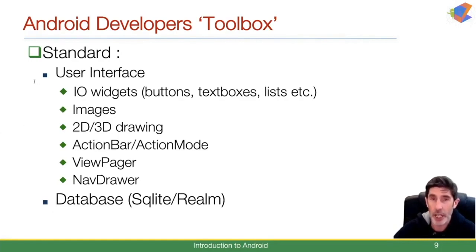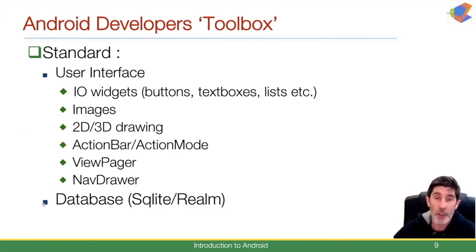I've broken it down into two sections. First of all, the standard stuff. So all your IO widgets, your buttons, text boxes, images, 2D, 3D drawings, there's action bars. There are these things called view pagers that you swipe back and forth. There's an app drawer, a really nice feature. If you use Gmail on your Android app, or even iOS for that matter, you'll be familiar with this notion of a nav drawer that can slide in and slide out. Through Android Studio, you can build those types of apps, and it takes you through wizards and gives you starting boilerplate code for all those different types of applications.